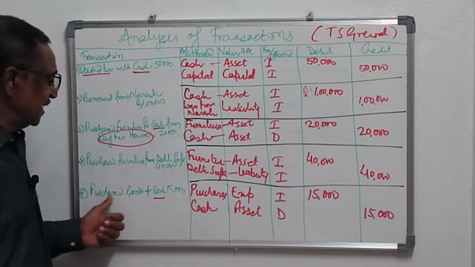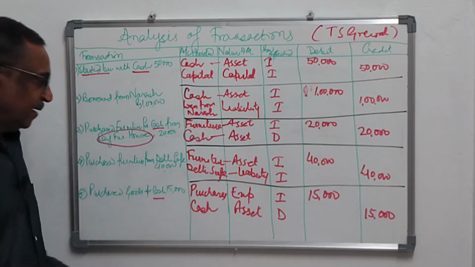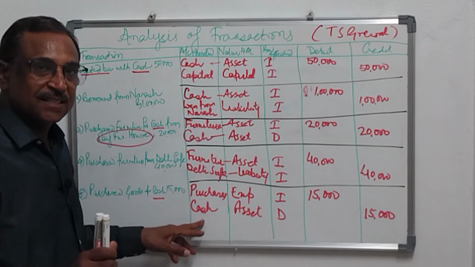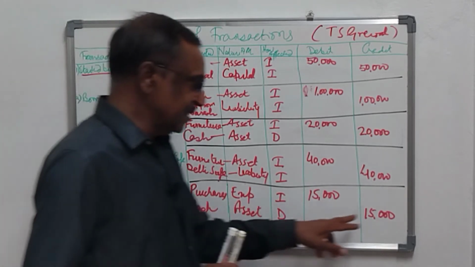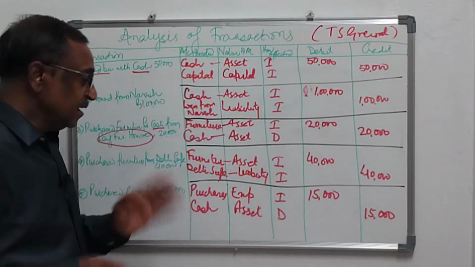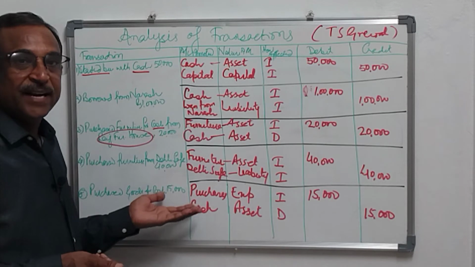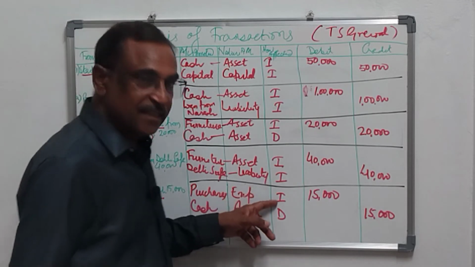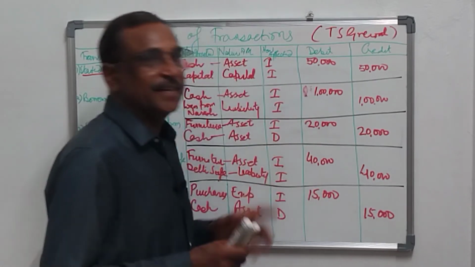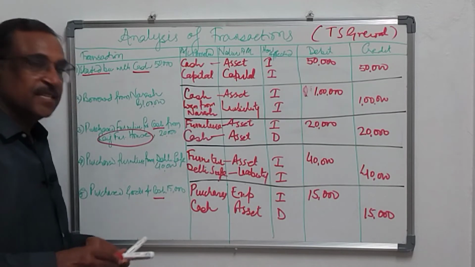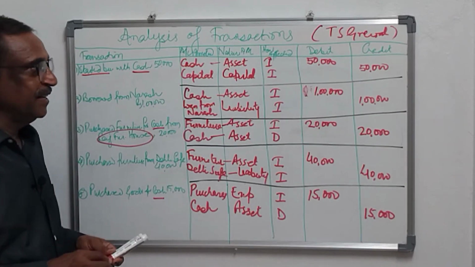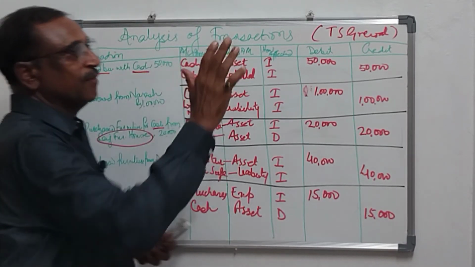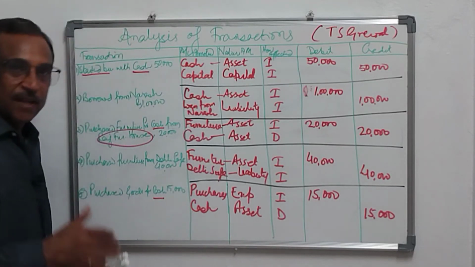Now fifth is purchase goods for cash 15,000. This time you are purchasing goods for 15,000 in cash. So one account involved is cash. Cash is decreasing, so decrease in asset is credited. Why cash is decreasing? Because we have made a purchase. So purchases is your expense, and expense is increasing, so increase in expense is debited. So this is how we have done 5 entries, 5 analysis of transactions. Okay, now I will proceed.